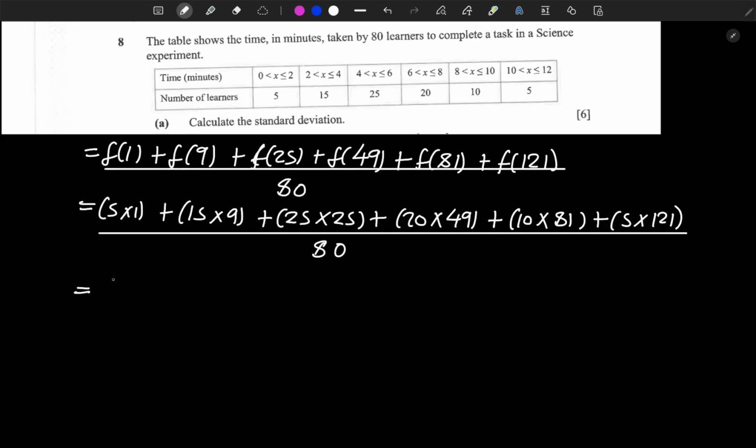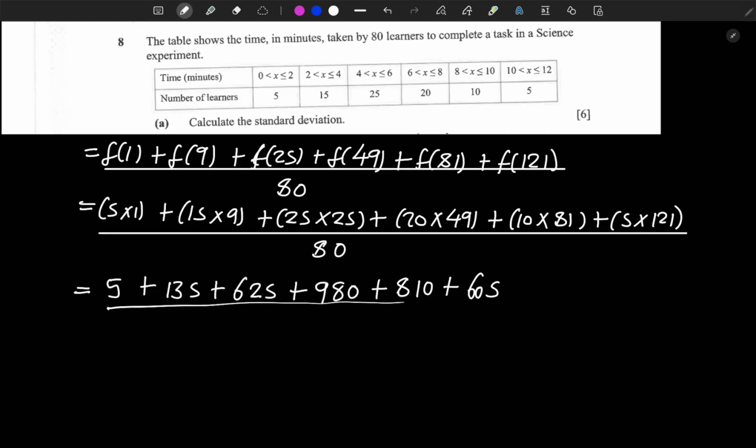So 5 times 1 is 5 plus 15 times 9 is 135 plus 25 times 25 is 625 plus 49 times 20 is 980. 81 times 10, that is 810. 121 times 5, 605 over 80.